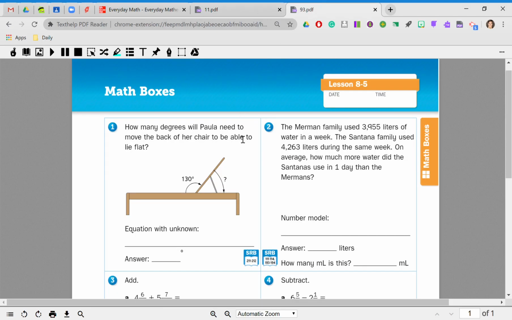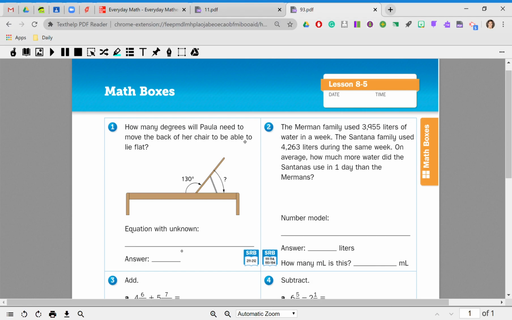Now, for the most part, these are things that you guys have already done and should be fairly comfortable with. Okay, now the first one is talking about measuring. And we know that you're going to use one of those anchor measurements that we talk about, where 90 degrees is a right angle, 180 degrees is a straight line, 360 degrees is a full circle. So it says, how many degrees will Paula need to move the back of the chair to be flat?